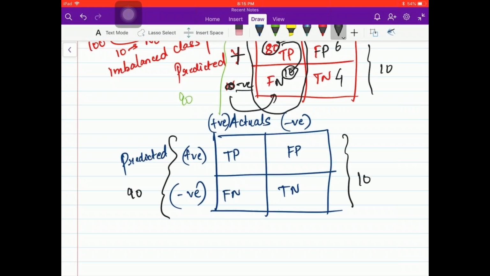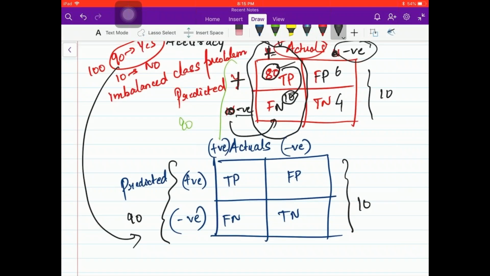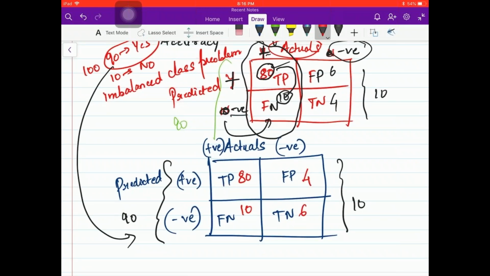Okay, so as I said, there are 90 yeses and 10 no's. So out of, let's say, 90 positives, you have predicted 80 correctly and 10 wrong. Similarly, out of 10 no's, you have predicted 4 wrong and 6 correctly.